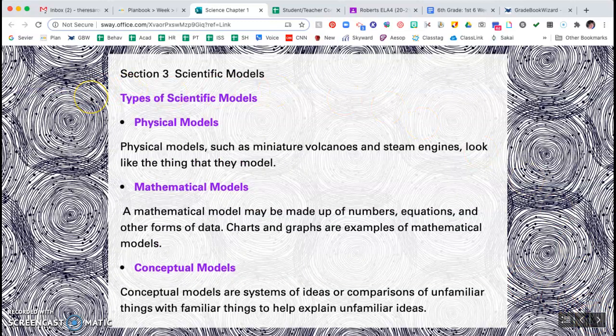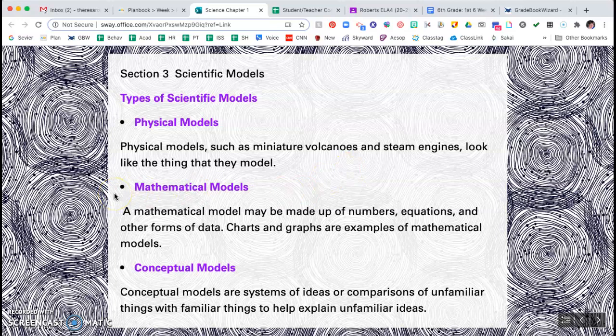So there are different types of scientific models. One would be physical models. And this would be things like the miniature volcanoes that everyone wants to do for the science fair project, and steam engines. I mean, they actually look like the thing that they model.